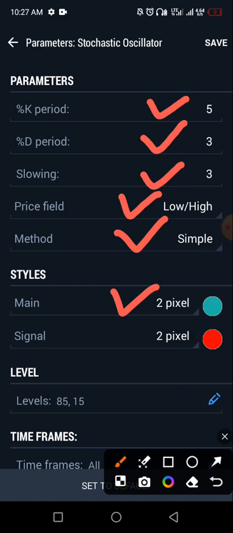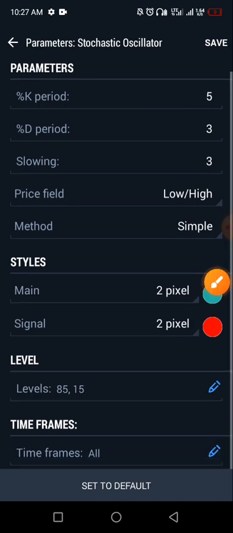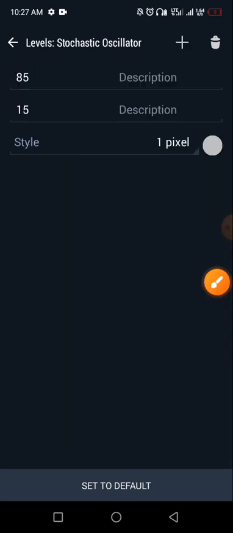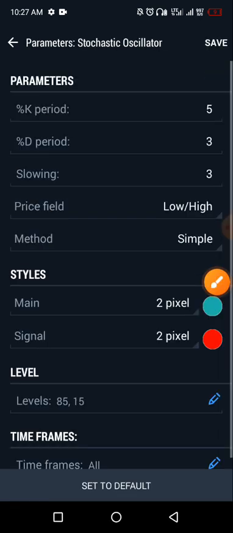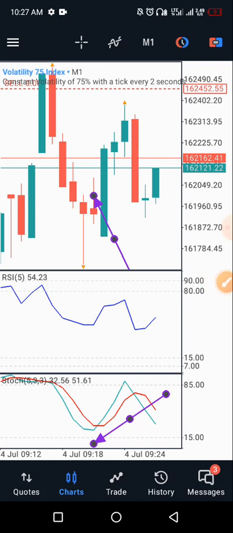Okay, so for your levels it is 85 and 15. You can adjust it to any level you want, but just stick to 85 and 15, and then you can apply it to all time frames. Then you can click on save here, and when you go back you can see that we have it here.